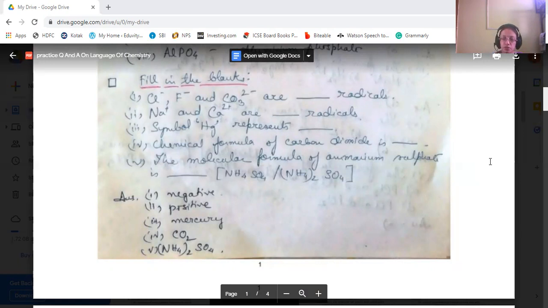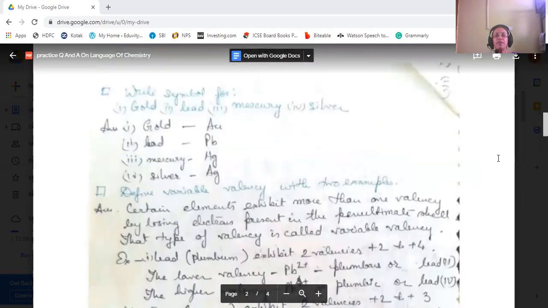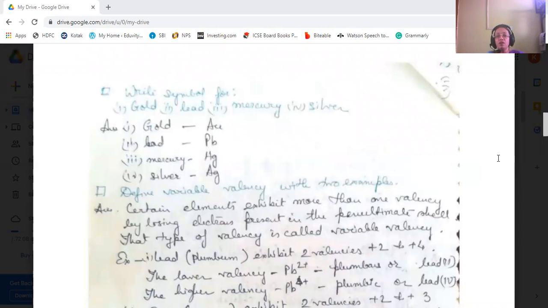Next, write the symbol for gold, lead, mercury, and silver. Gold is Au, lead is Pb, mercury is Hg, silver is Ag.